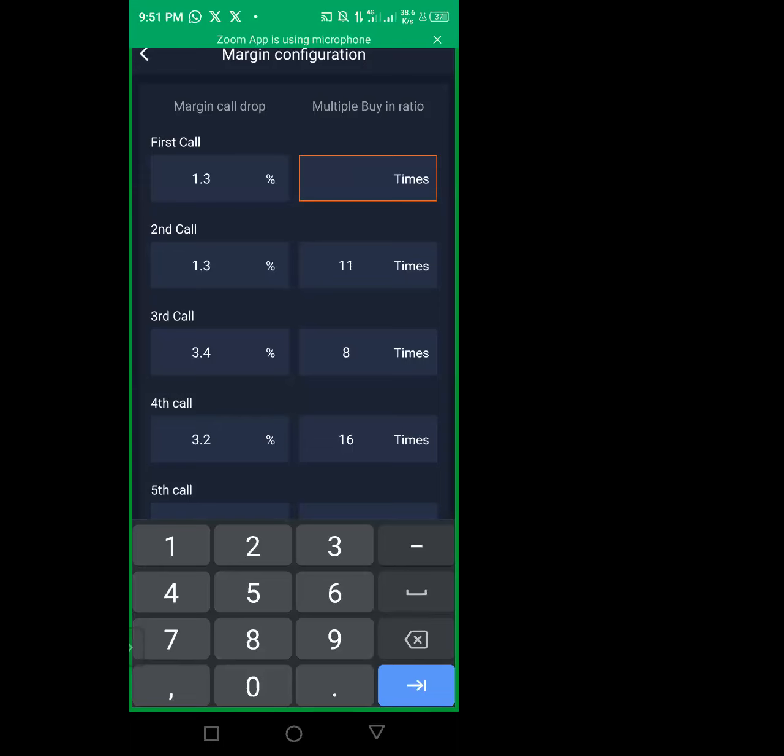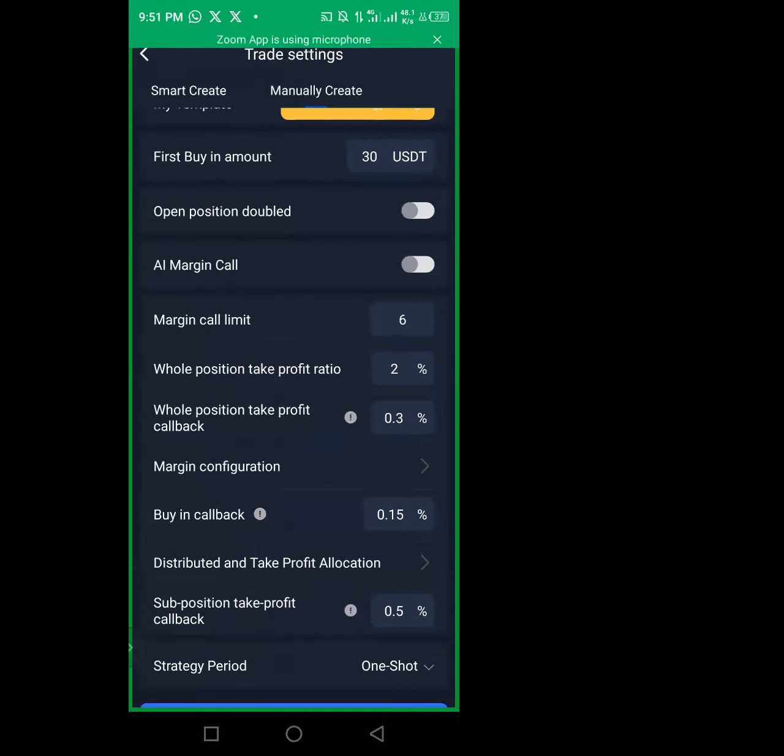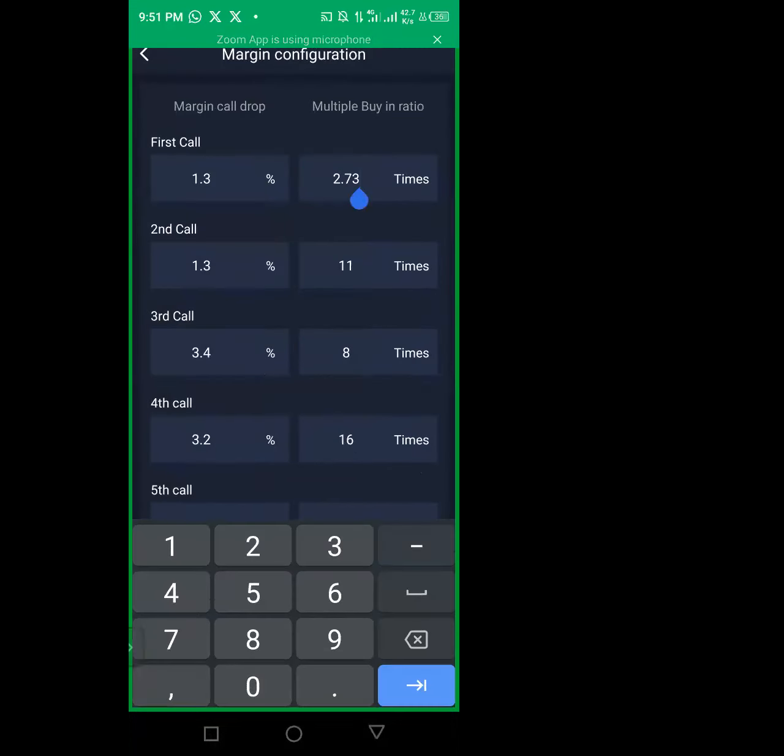Let's take the first person's answer first. Someone said 30 divided by 11, that is 2.72, okay 2.73. So when the robot reduced by the first score, it reduced by 1.3%. The robot will use 2.73 times our first buy amount, which is 30. 2.73 times 30 is what? 81.8. Is that what we want? No. So what are we going to use here?